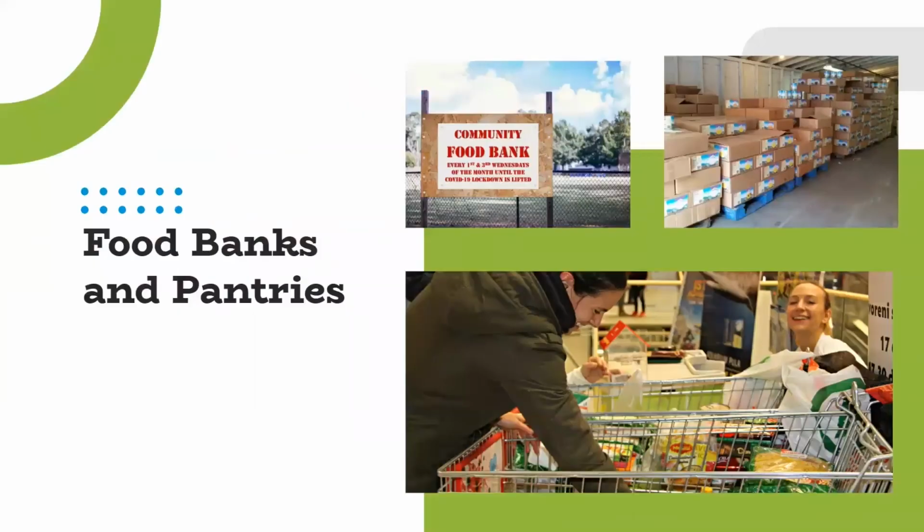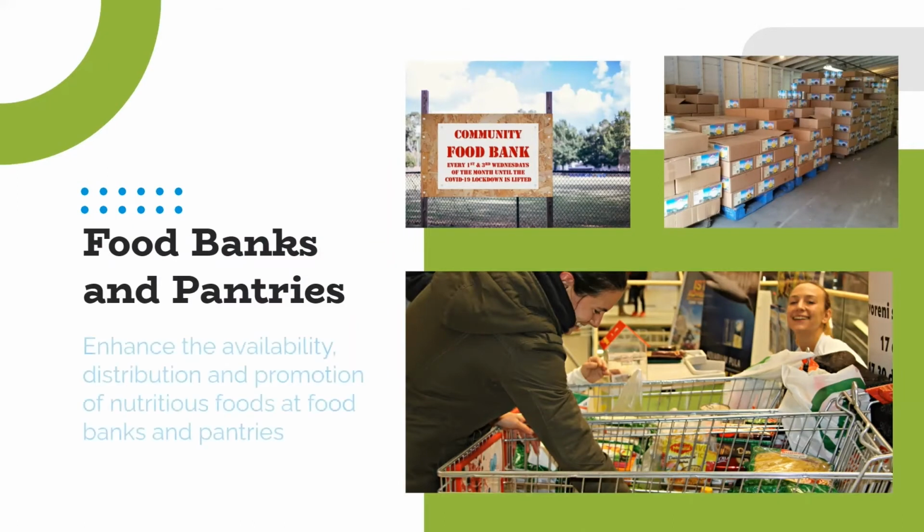PSE changes in the food bank and pantry setting enhance the availability, distribution, and promotion of nutritious foods at food distribution sites. This work could look like assisting a food bank with drafting and implementing nutrition standards, identifying potential funding sources for a new cooler to store produce at a pantry, leveraging partnerships to establish a new emergency food location, or supporting customer choice and autonomy in emergency food environments.